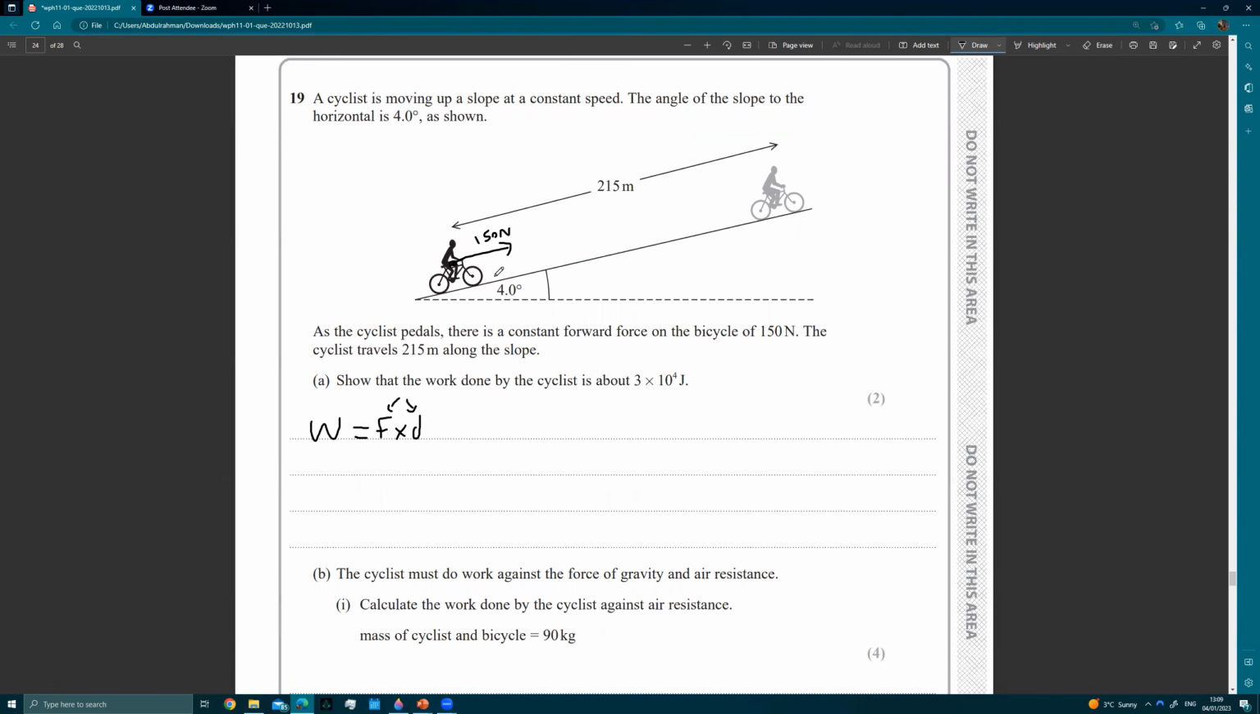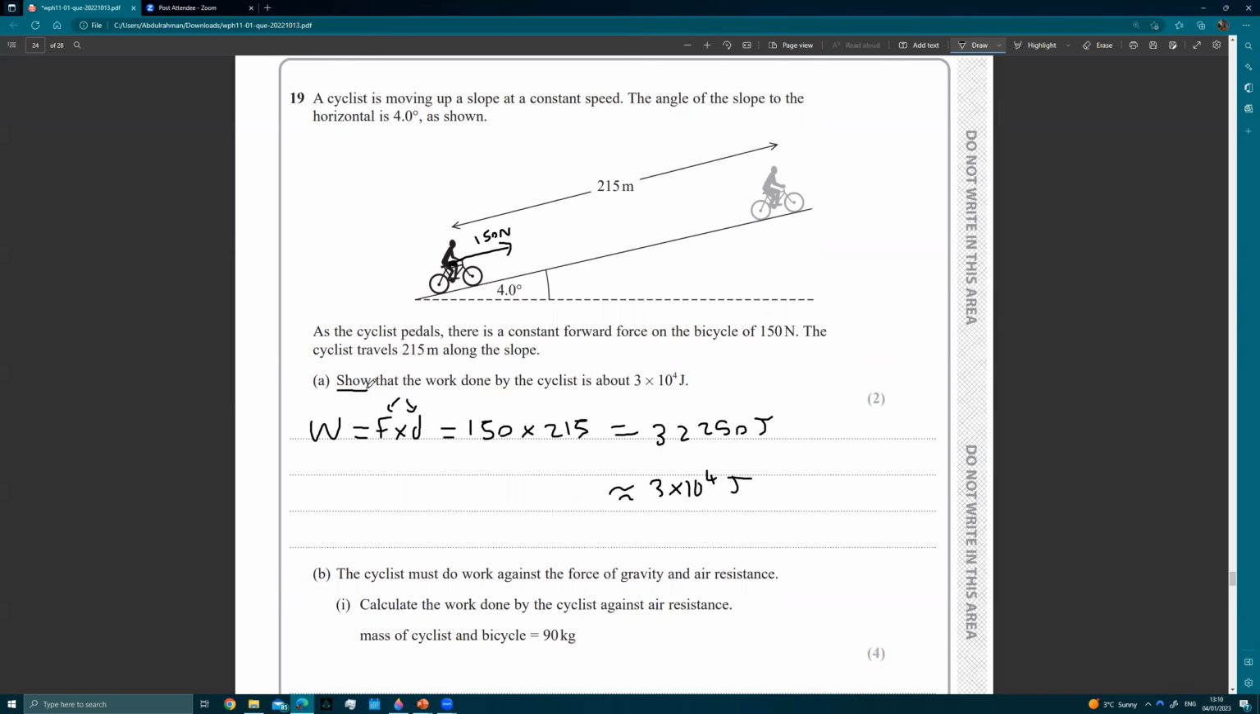In this case, they are, right? The force is in the same direction as the distance you moved. So that means we could just substitute the values. Force is 150 times by the distance, which is 215 meters. What we get is 32250 joules, which obviously rounds to 3 times 10 to the 4 joules.